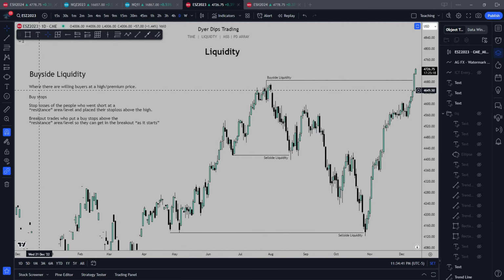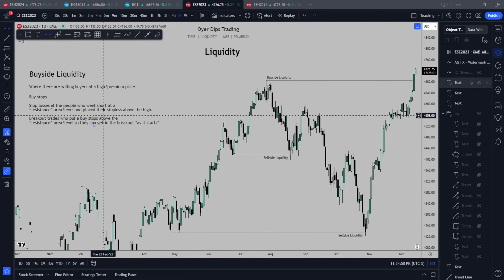Buy-side liquidity is essentially going to be locations on a chart where willing buyers are going to purchase, and they're going to be happy to purchase. Why? Because they have buy stops there in the form of stop losses. These people might not be happy to have their stop loss hit, but it's better than having their trade go way against them.